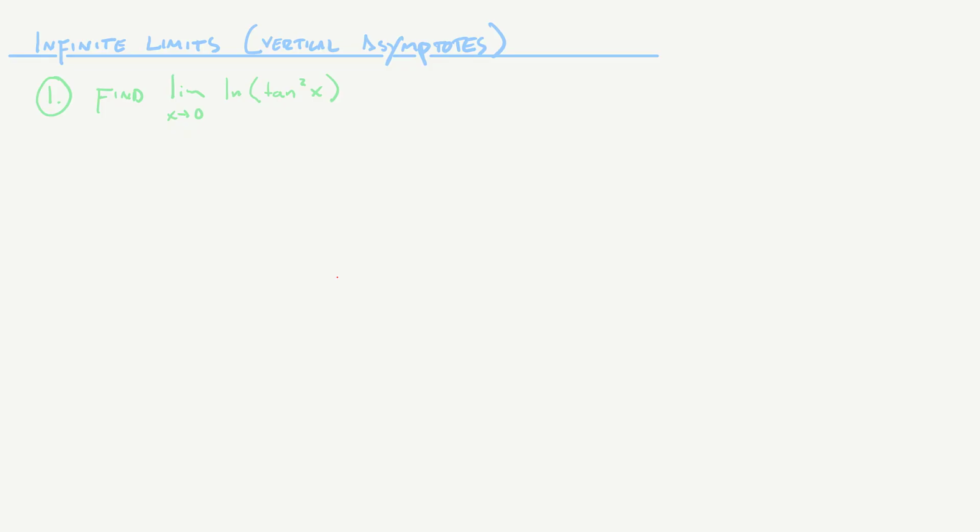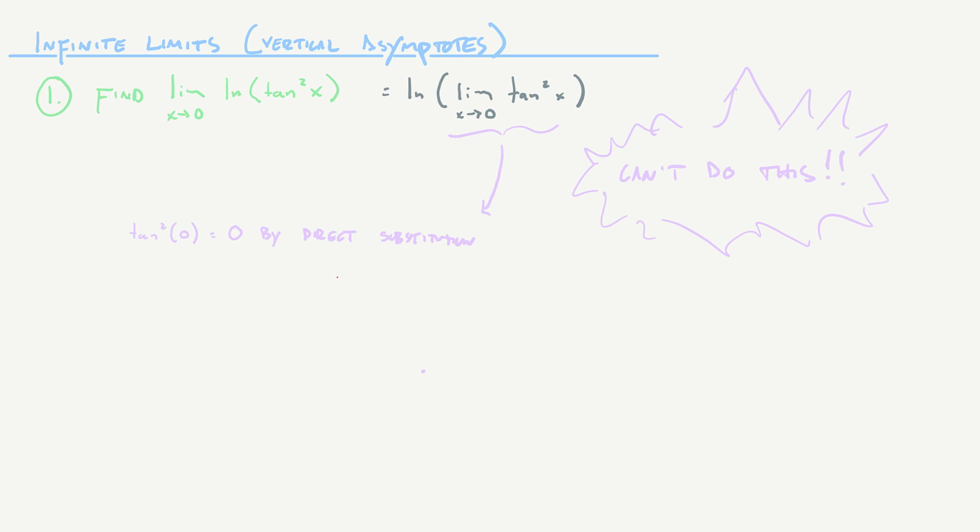All right, example number 1. Evaluate the limit as x approaches 0 of the natural log of the tangent squared x function. So we're throwing a tangent squared x function into a natural log, and you might be tempted to just say this based off of a limit law, but there's a problem with this. That limit law, which I think we talked about in the continuity section, continuity of composite functions, stipulates that whatever specific value we find here has to actually exist.